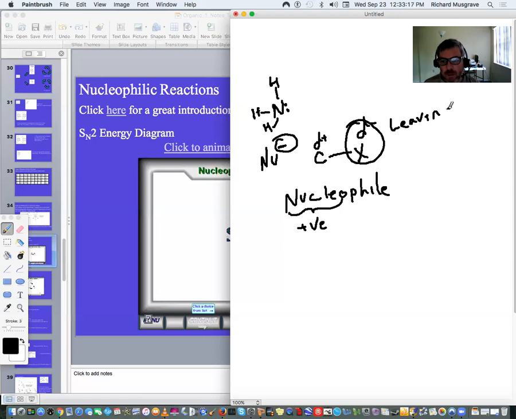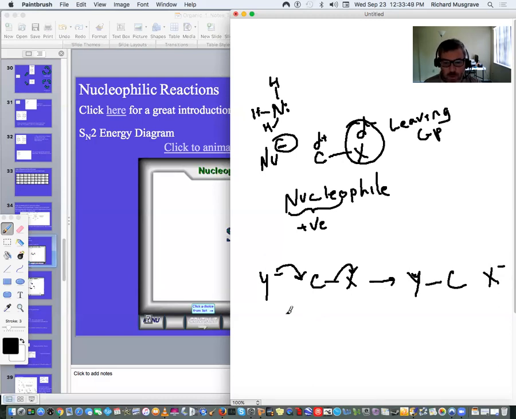The other terms you'll hear will be things like leaving group, because these are substitution processes. So this would be an example: Y minus and then CX. Then the negative comes in, kicks out the X, and we end up getting Y connected to the C, and the X comes off as X minus. That's where the term substitution comes from, because the Y is substituting for the X. So that's simply what it means.